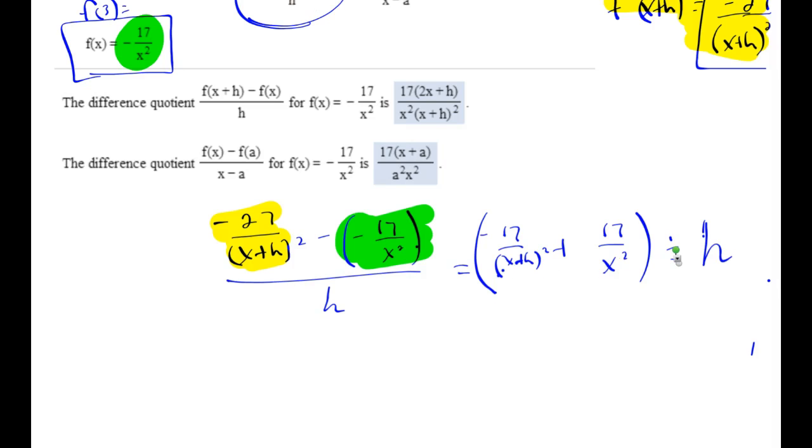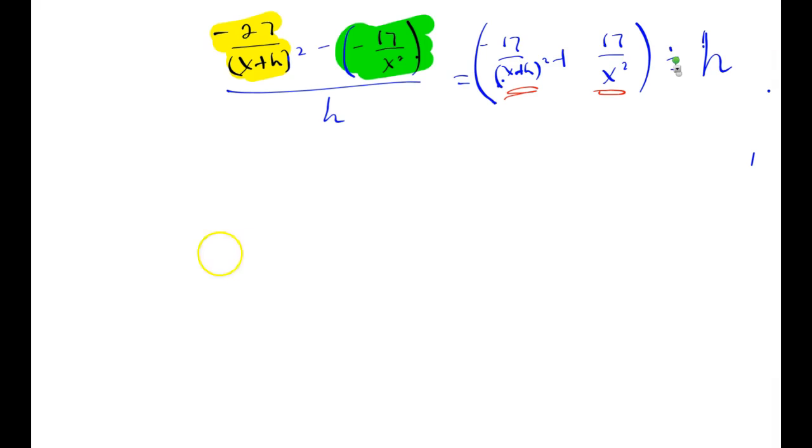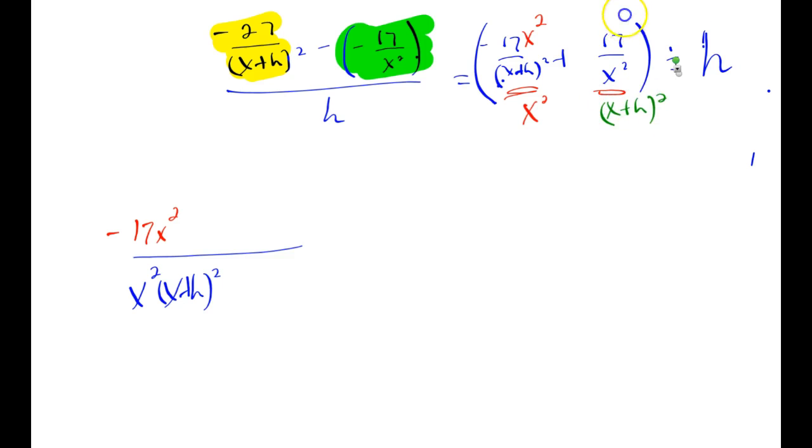But here, I need to find some common denominators. So I've got x plus h quantity squared and x squared. I'm going to choose a common denominator of x plus h quantity squared and x squared, choosing every factor as many times as it appears in each denominator. It looks like the first one is lacking an x squared, so I'll have to multiply the denominator and the numerator by x squared.